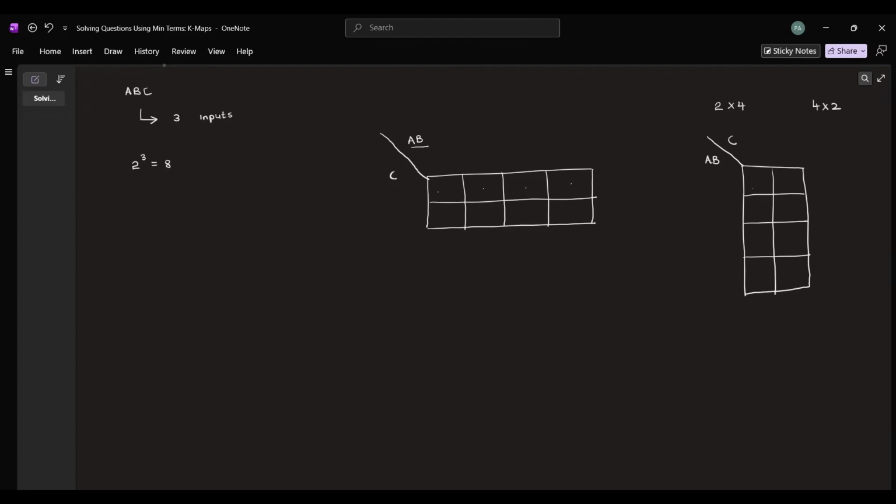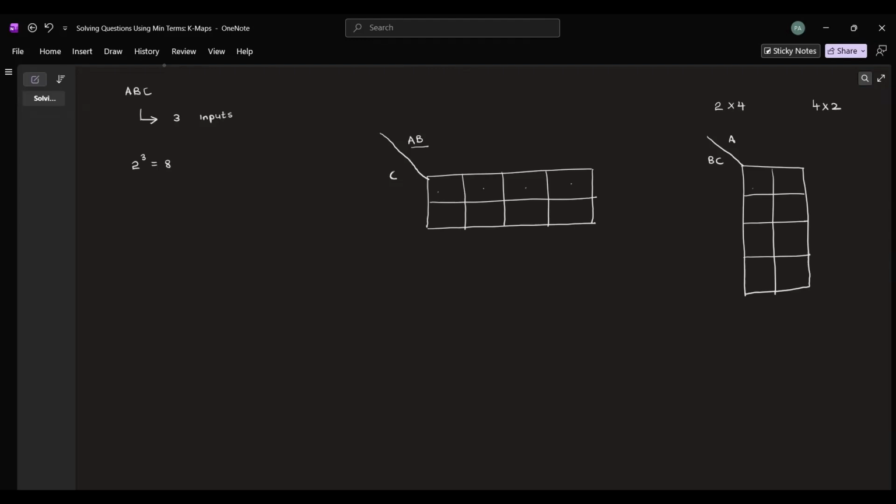Does it actually matter that it should be AB? No. You can put AC and B if you need, or you can put ABC. It really doesn't matter how you name the direction. The order of the inputs doesn't matter actually. But for our ease, we normally name it in the proper order.